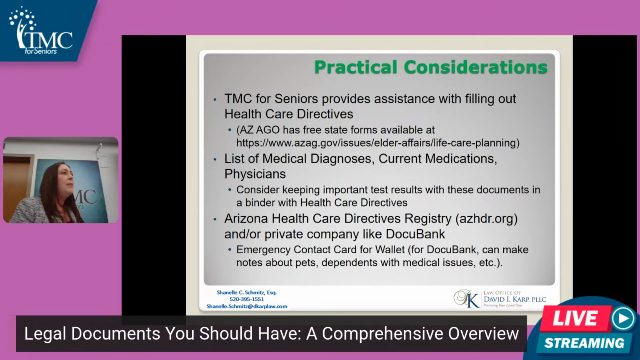There's also private companies. Our firm uses what's called DocuBank, where you get an emergency contact card for your wallet. It'll have specifics. So let's say you do have medical allergies, anything like that, you can state that on the card, and then it has information so that the hospital can access your healthcare directives that way as well, or your agent can access. Something to think about, you want to make sure that your healthcare directives are accessible. Even if you don't do either of these things, at least give your agents copies. That way they have them if something were to happen to you.